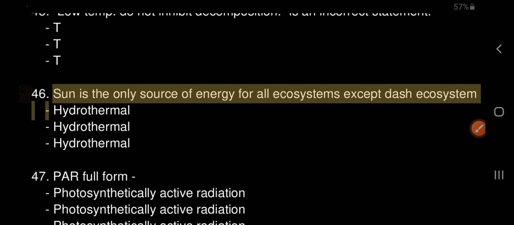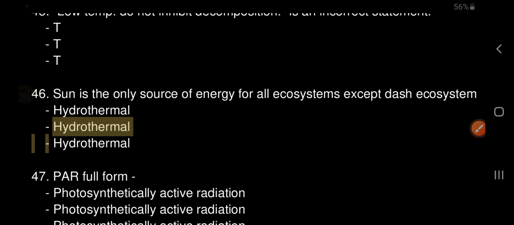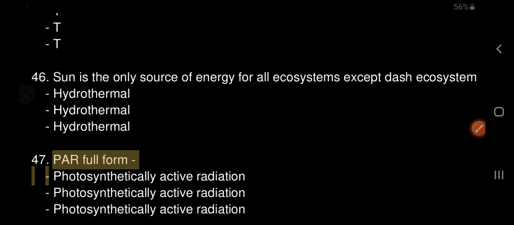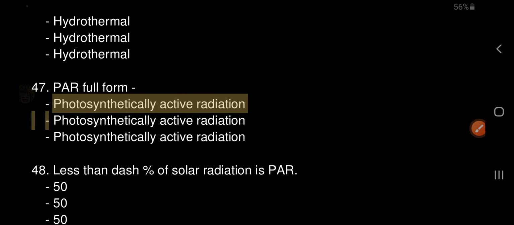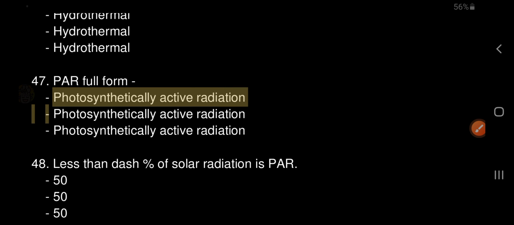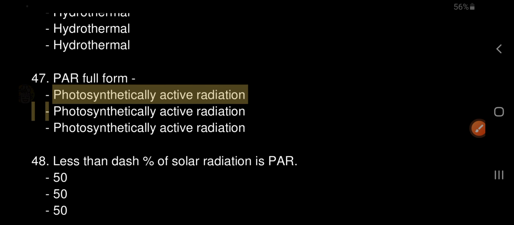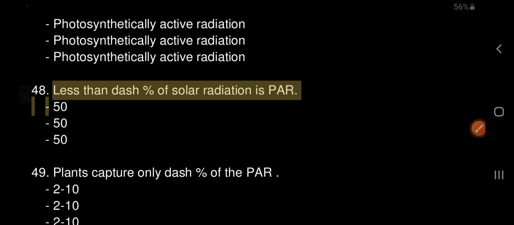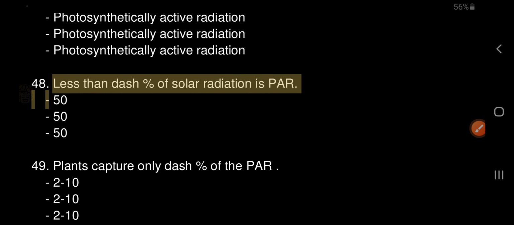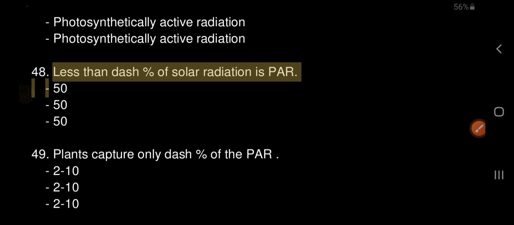46. Sun is the only source of energy for all ecosystems except dash ecosystem. Hydrothermal. 47. PAR full form. Photosynthetically active radiation. 48. Less than dash percent of solar radiation is PAR. 50.